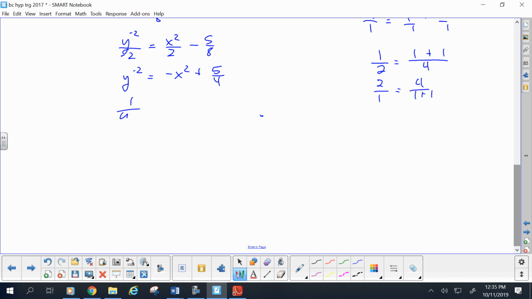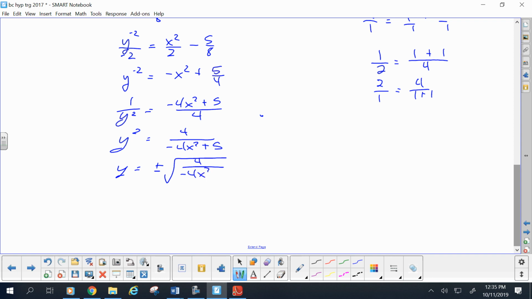So 1 over y squared is negative 4x squared plus 5 over 4, yay? Okay, now can I say that y squared is 4 over negative 4x squared plus 5? This matches, it's mathematically equivalent. All right, so y then is the positive or negative square root of that, yeah? Do you agree with that? Yes. All right, is that my answer?